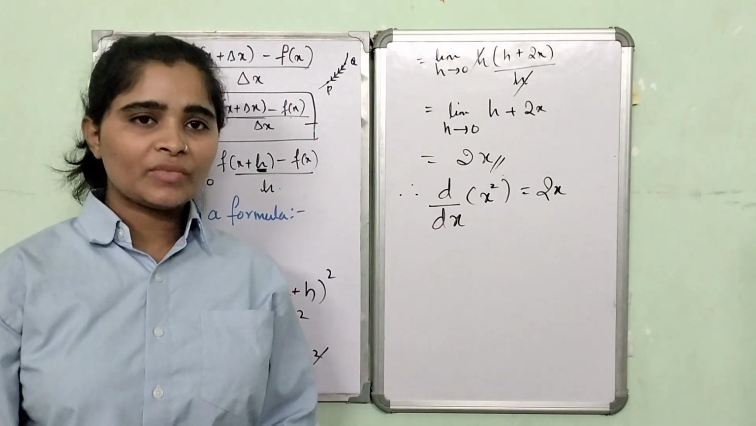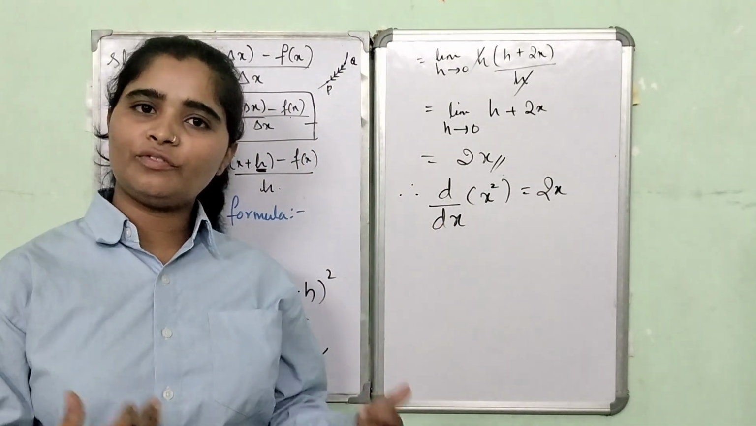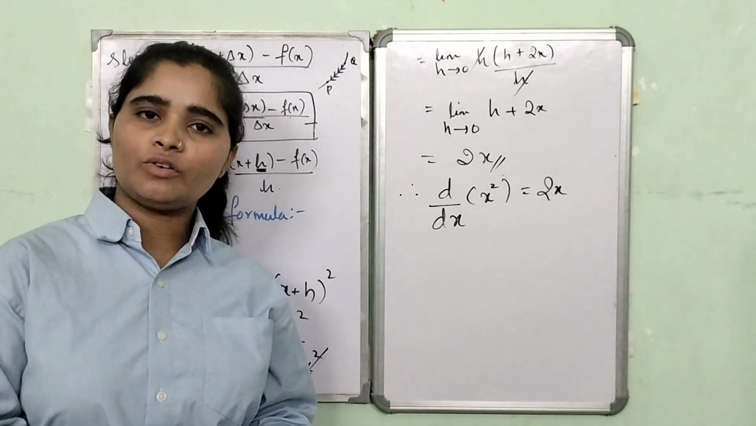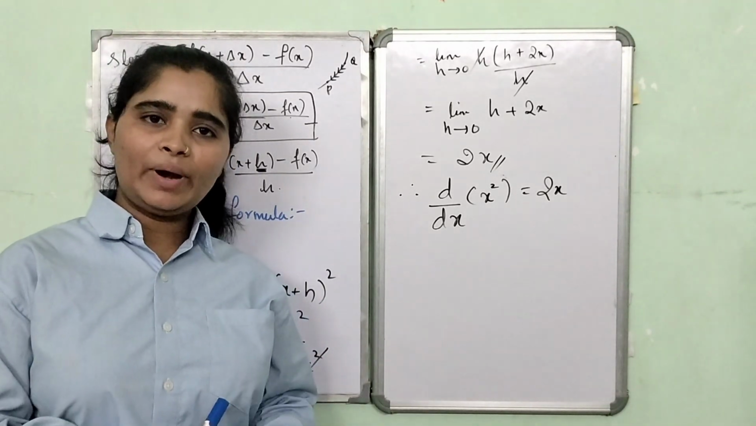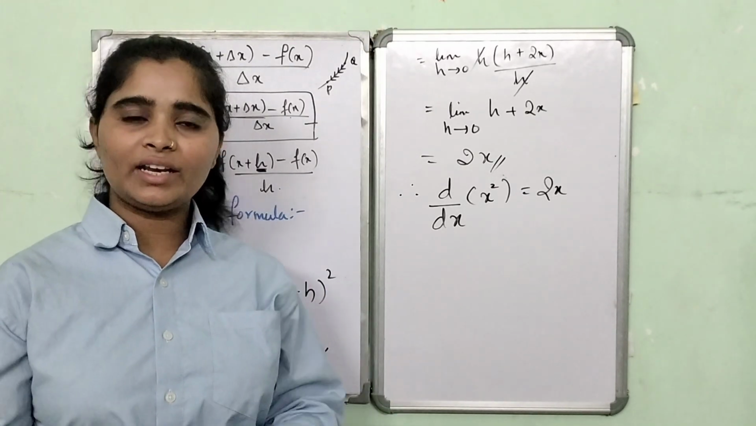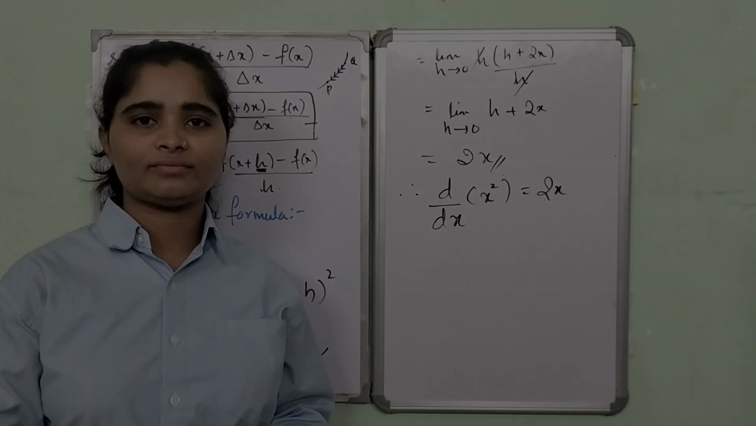In the same way, we have calculated all the formulas, that is d by dx of sin x is cos x, d by dx of cos x is minus sin x, d by dx of x power n is n into x power n minus 1. In this way, we can derive all the other formulas.